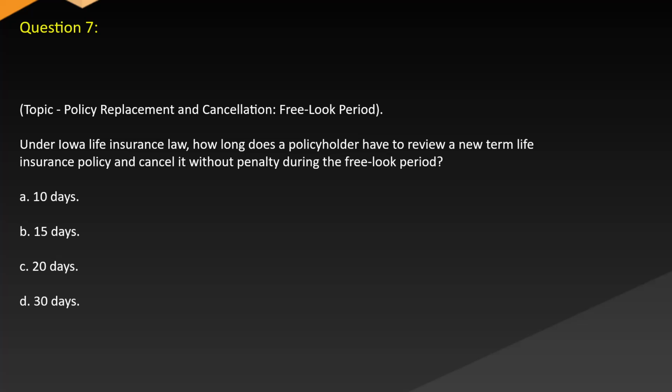Question 7. Topic: Policy replacement and cancellation. Free look period. Under Iowa life insurance law, how long does a policyholder have to review a new term life insurance policy and cancel it without penalty during the free look period? A. 10 days. B. 15 days. C. 20 days. D. 30 days.